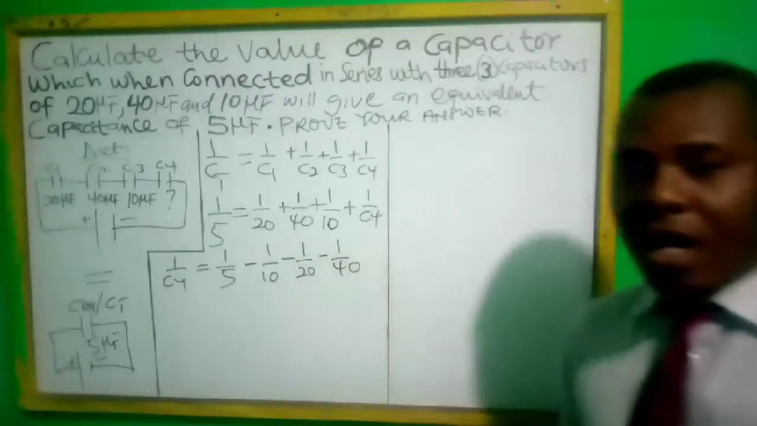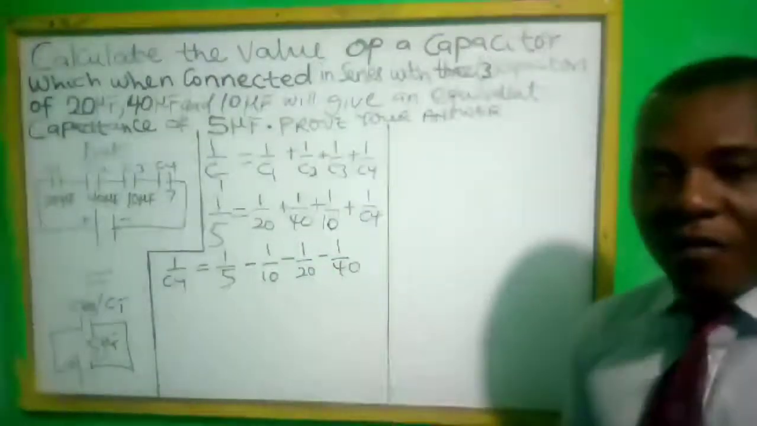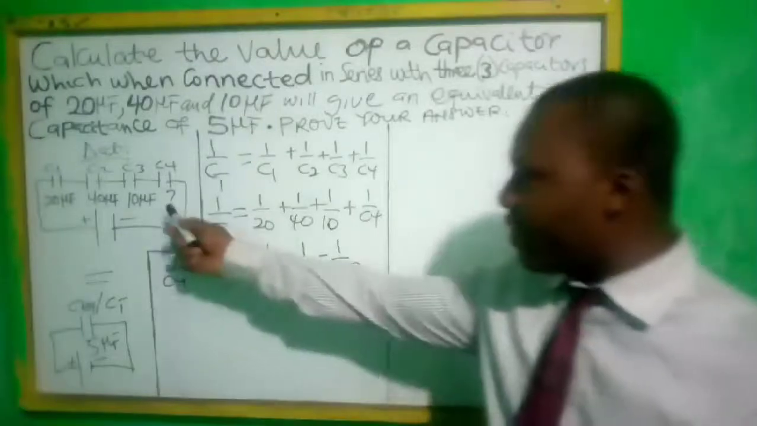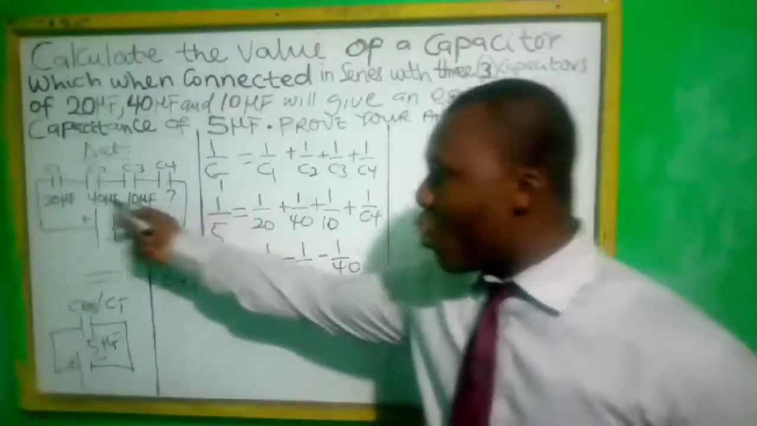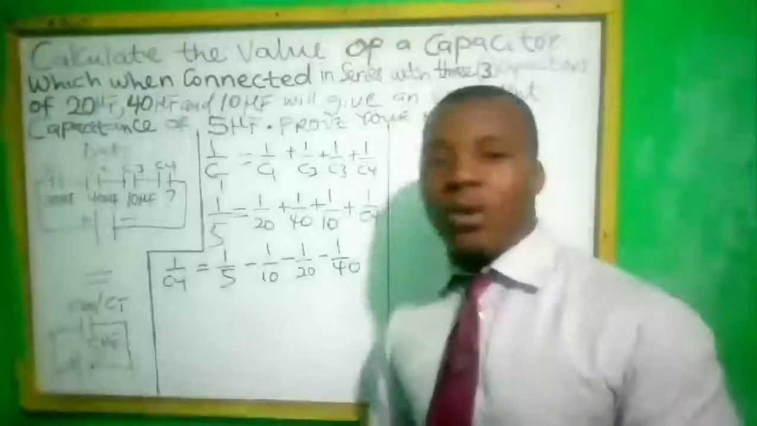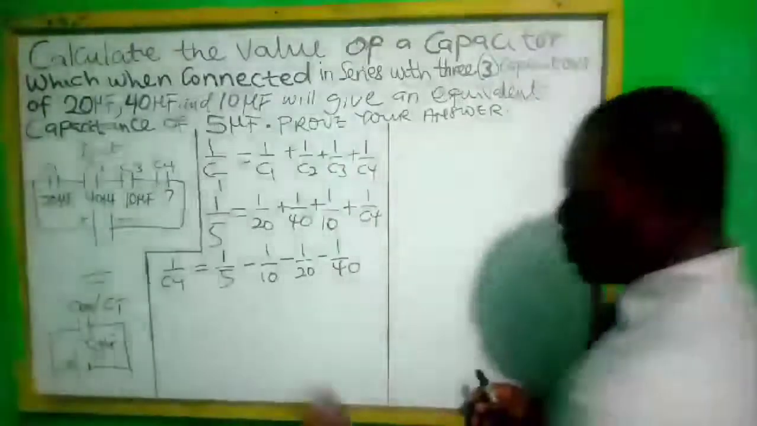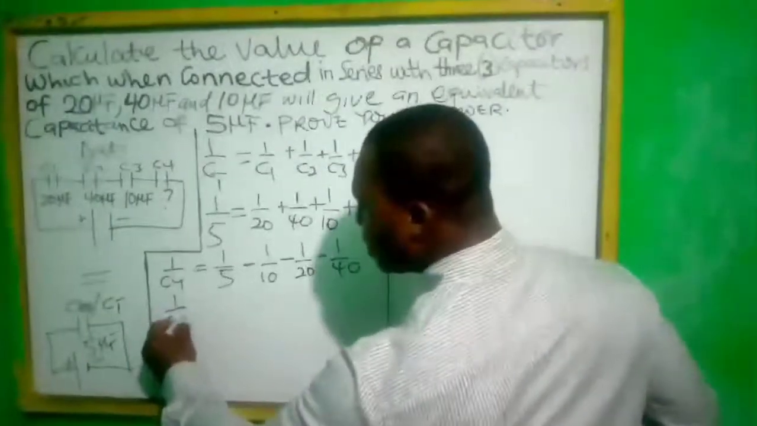Because at the end, when we finish, you will see that our answer is correct. The value we get as C4, we are going to evaluate it and see whether we get 5 microfarad. So 1 over C4.